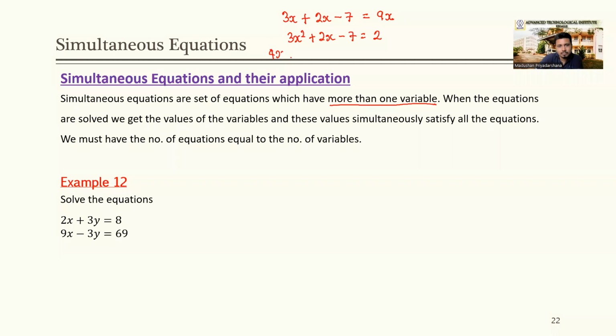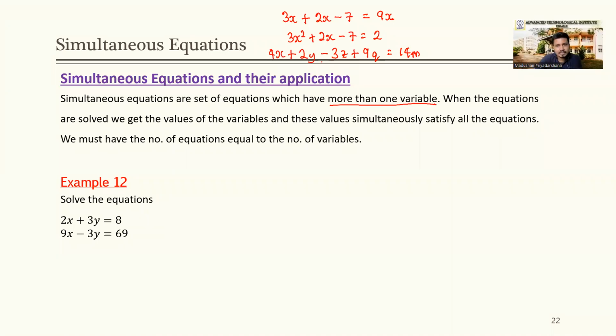For example, 4x plus 2y minus 3z plus 9q equals 14m. Can we identify this one as a simultaneous equation? No, sir.